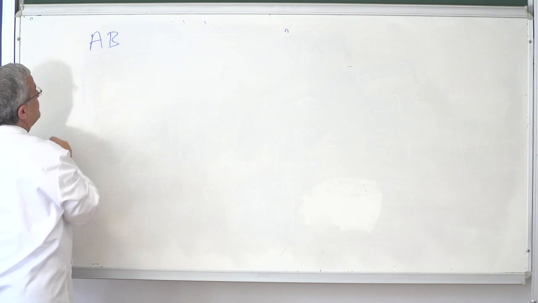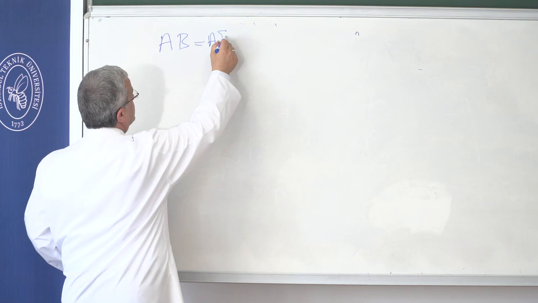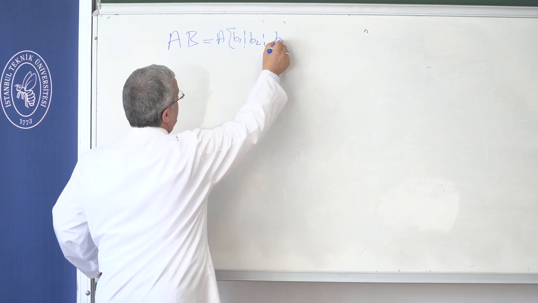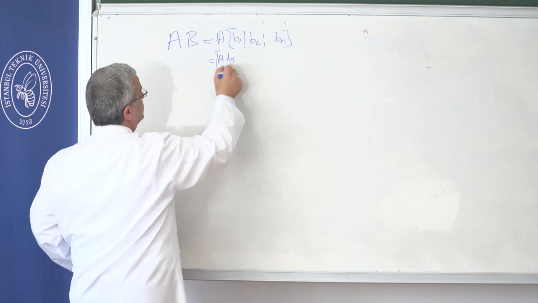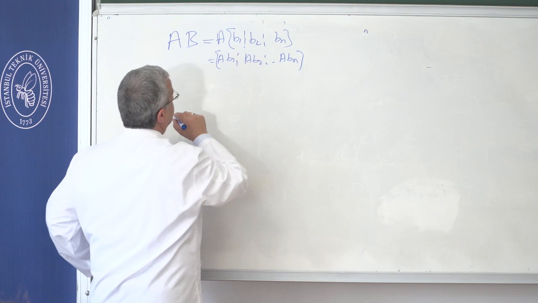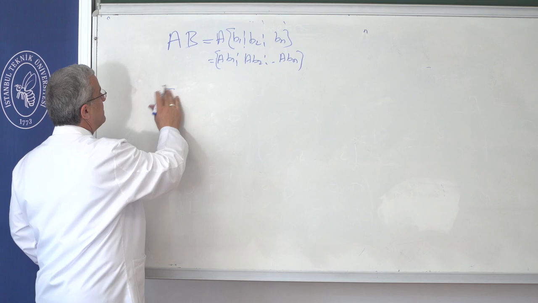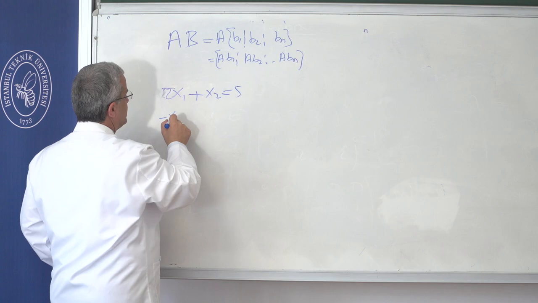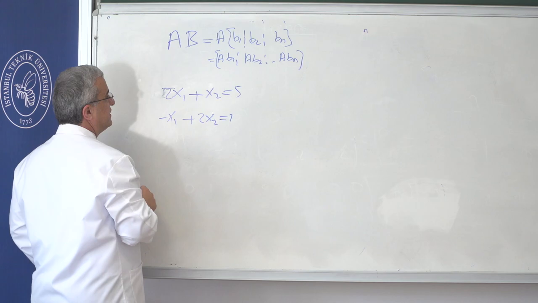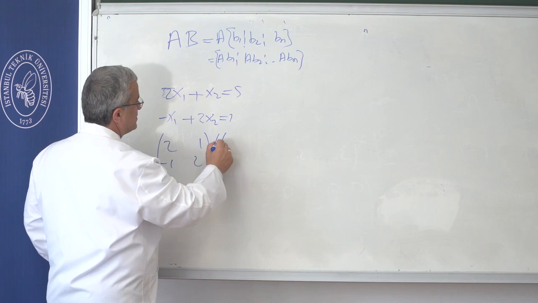when you have AB, if you remember, we said that we can look at this as B1 column-wise, right? B2, BN, and this would be AB1, AB2, ABN. And like when we wrote 2x1 plus x2 is equal to 5, minus x1 plus 2x2 is equal to 1, we wrote this in matrix form, 2, 1, minus 1, 2, x1, x2 is equal to 5 and y.